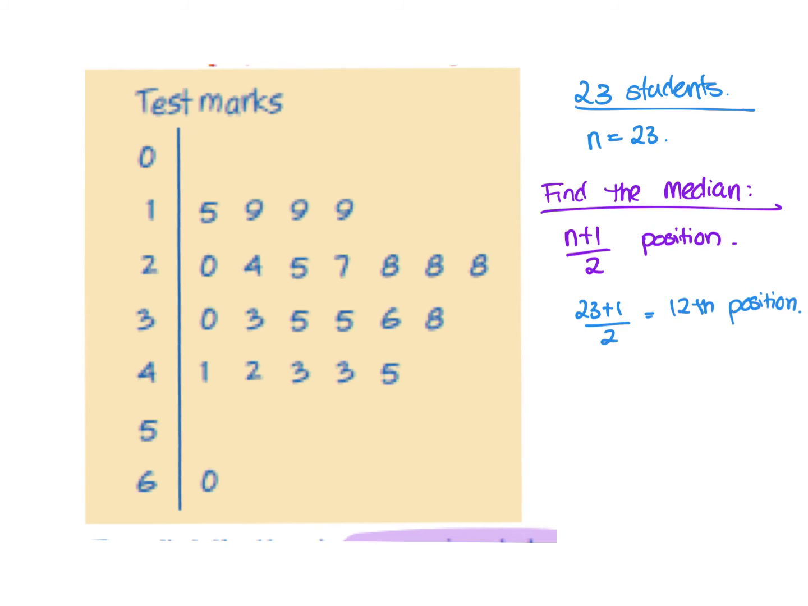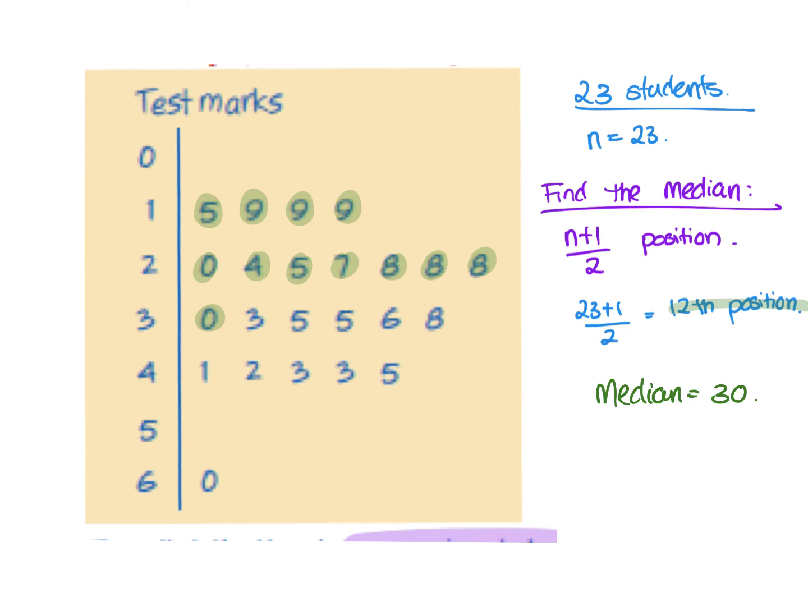So if your numbers are in order, which they are in a stem and leaf, you can go to the 12th position. If you look here, 1, 2, 3, 4, 5, 6, 7, 8, 9, 10, 11, 12. Can you see how I found the median manually? So the median actually equaled 30. It was at the 12th position.